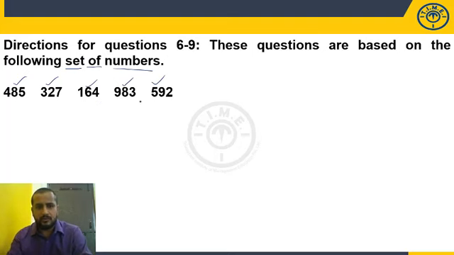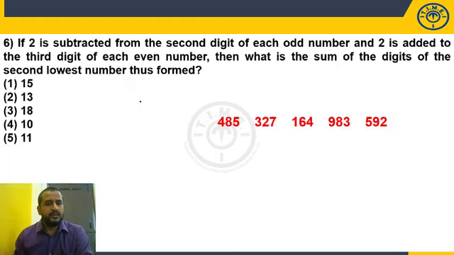Now what kind of mathematical operations are they going to apply? Let's see what is given. If 2 is subtracted from the second digit of each odd number, and 2 is added to the third digit of each even number. So these are the conditions. Then what is the question asked? What is the sum of the digits of the second lowest number thus formed?